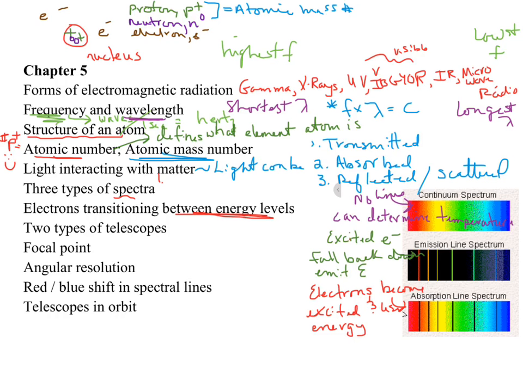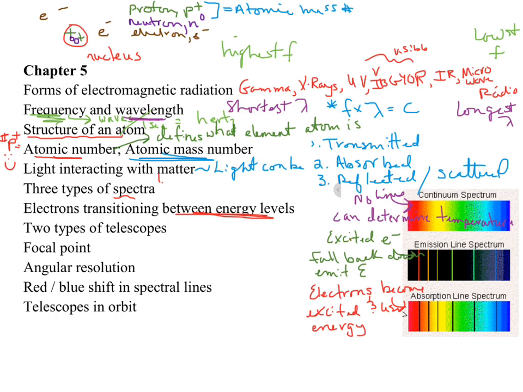They both have in common that electrons are making them happen. For emission line spectra, energy is emitted. How do you get energy to emit? Basically, it's energy that's falling back down. Electrons are falling back down to a ground state, and they're emitting that light.